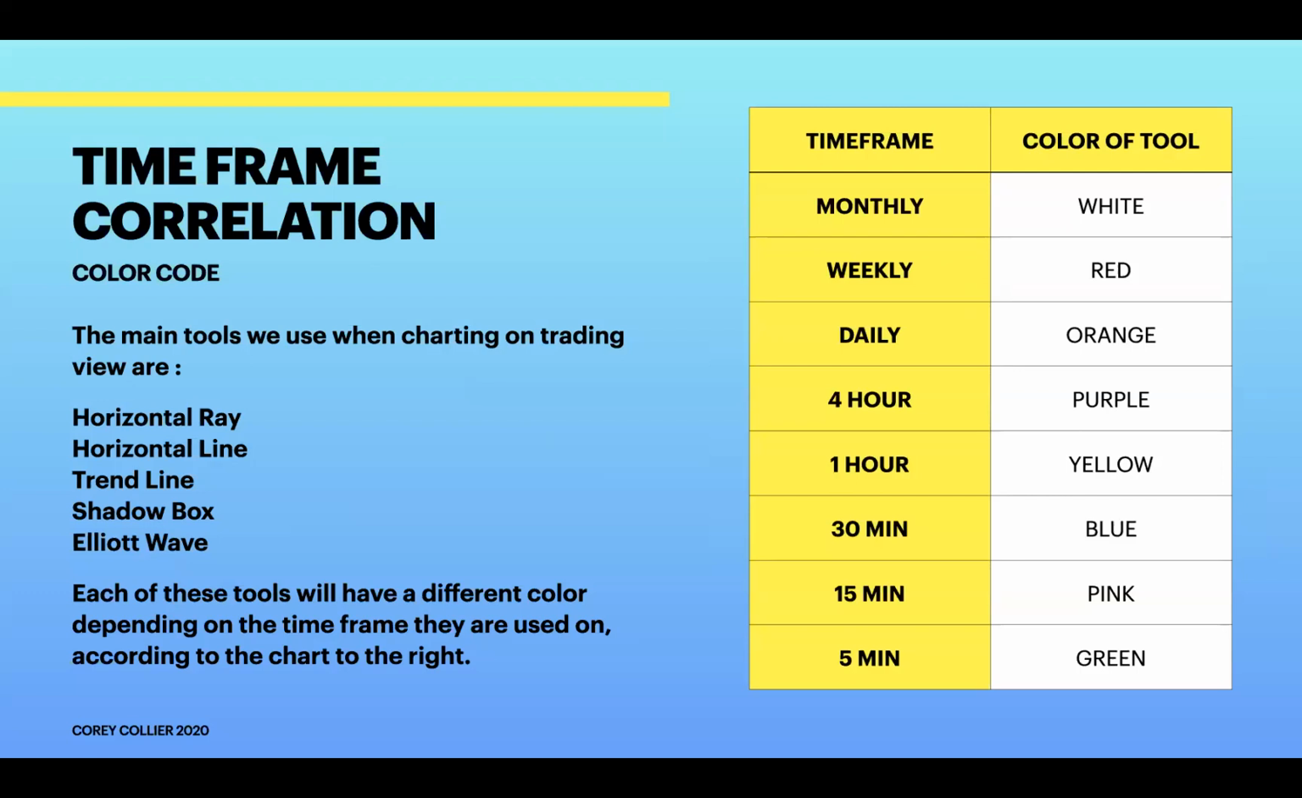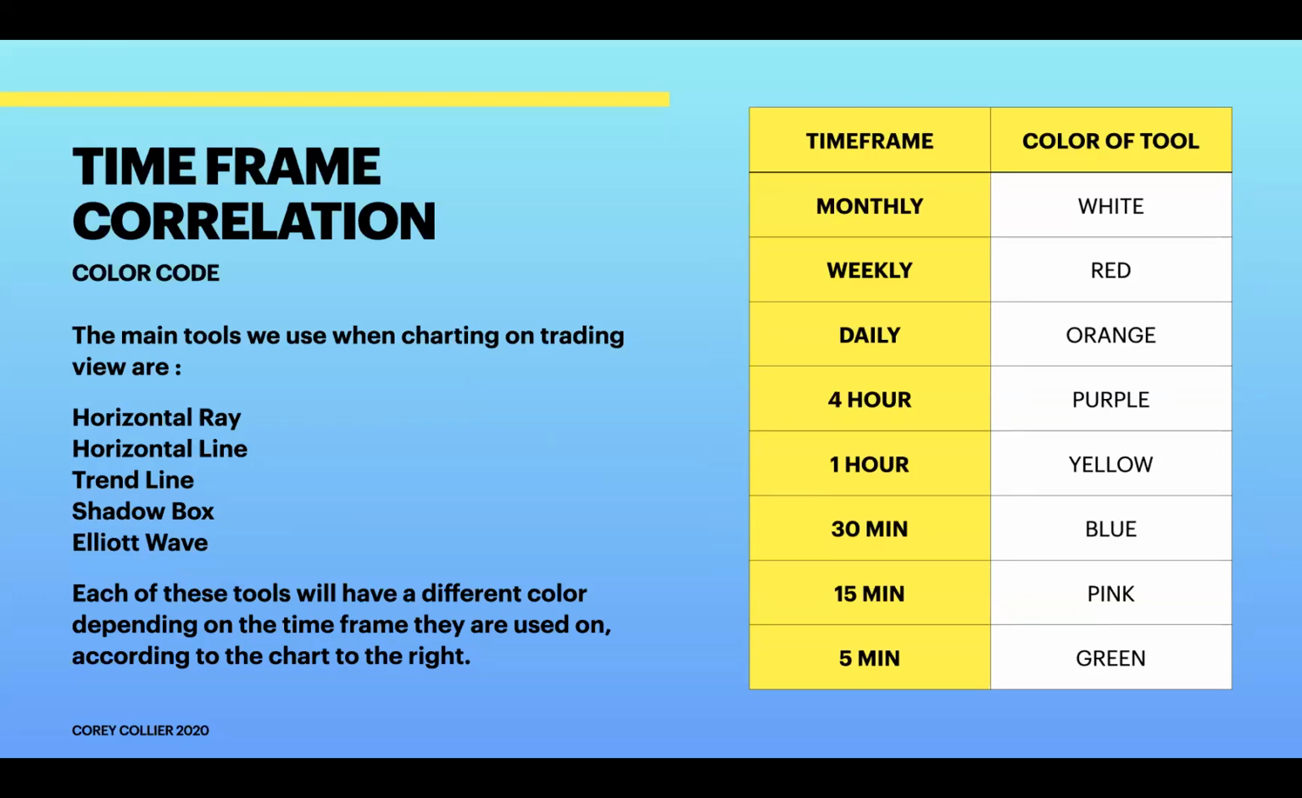The main tools we use when charting on TradingView, guys, are the horizontal ray, the horizontal line, the trend line, a shadow box, and the Elliott Wave tools, which is the impulse wave of 1 through 5 and the correction phase of ABC, right? Each of these tools, guys, will have a different color depending on the time frame that they're used on.